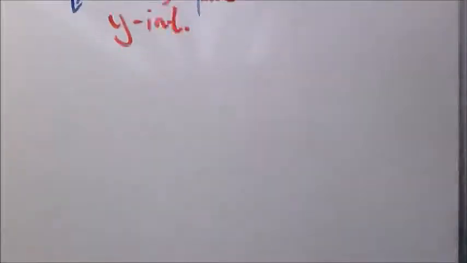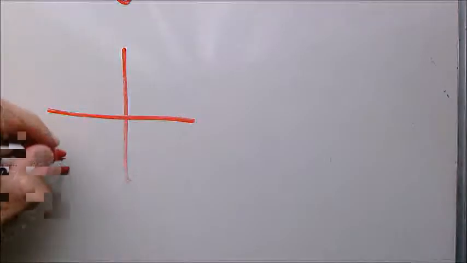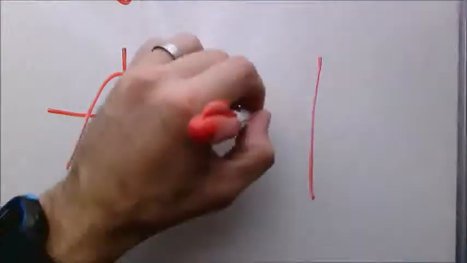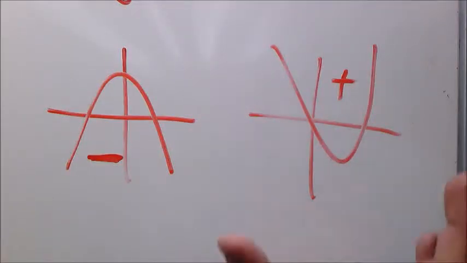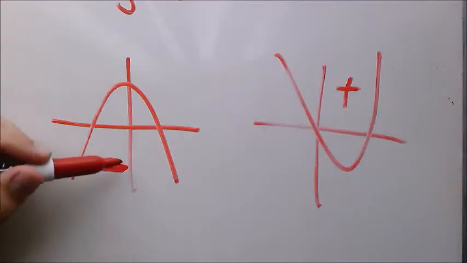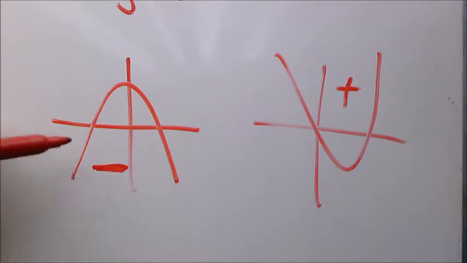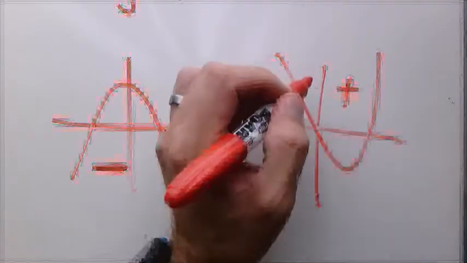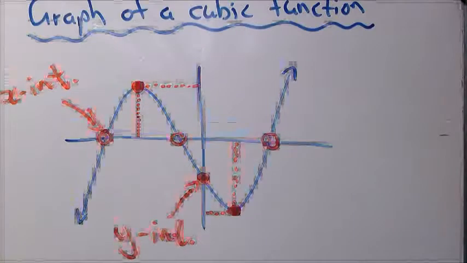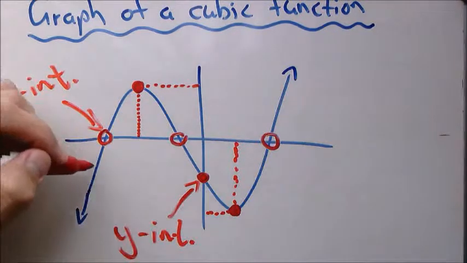Let me quickly draw a parabola. This one is concave downwards. This one is concave upwards because of its shape. Okay, so that's what we're talking about. Now, a concave downwards graph is also called negatively concave. A positive graph is positively concave, so keep that in mind. Okay? So somewhere with a cubic function, this changes.